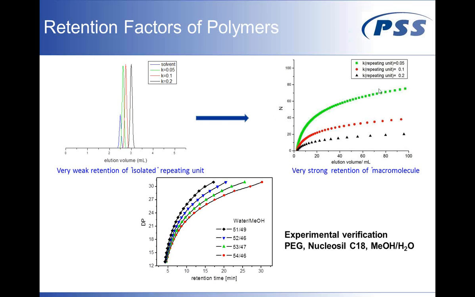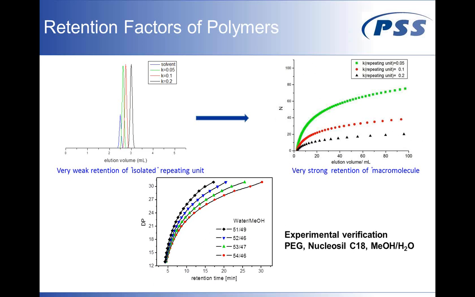And that this is not only true in the calculation is shown here. Our PSG, again on this carbon 13, on the C18 column, and you can see how this exponential increase in retention time for the different compositions of water and methanol in our system is really obeyed. That means that you really end up with very long retention times for polymers.